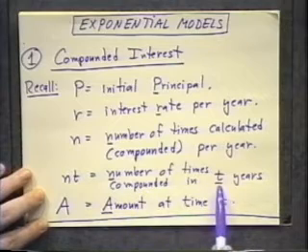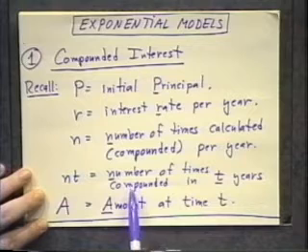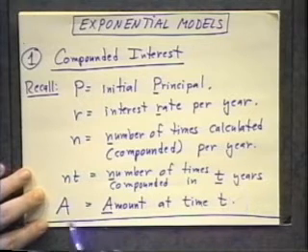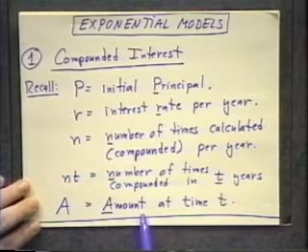And if you do it over a period of t years, of course, you have n per year times t years. You have nt, the number of times compounded in t years. And then finally, at the end of any given time, say a year, we'll look at the amount, and we'll use A for that letter.